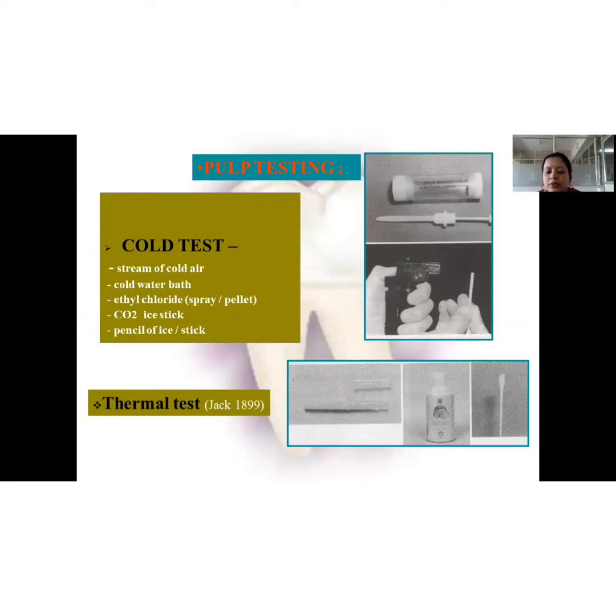The last diagnosis can also be investigated. The vitality of the tooth can be checked with the help of pulp testing, like the cold test. A stream of cold air can be placed on the tooth, or a cold water bath, a high fluoride spray, or a pellet can be placed on the tooth. Carbon dioxide ice can be placed on the tooth to judge the sensitivity towards cold, and this is known as the thermal test.